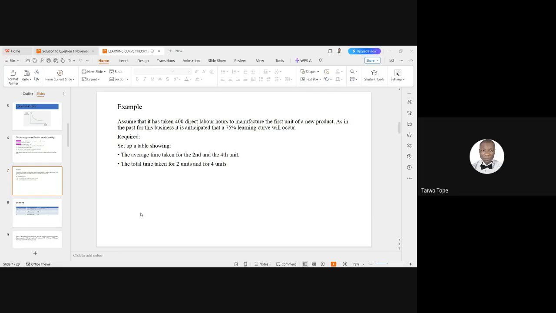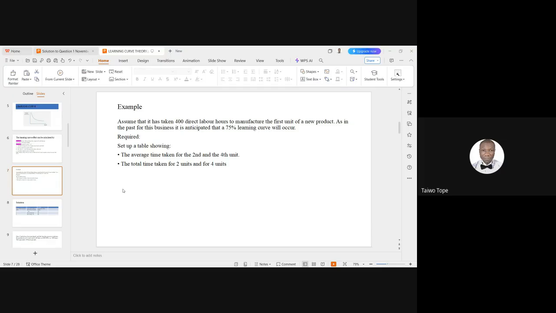Very well. I'll solve a question using the tabular approach and using the formula approach to see how we can arrive at the same answer. Yes, definitely the class will not be complete if I didn't do that. So we are going to look at this example.